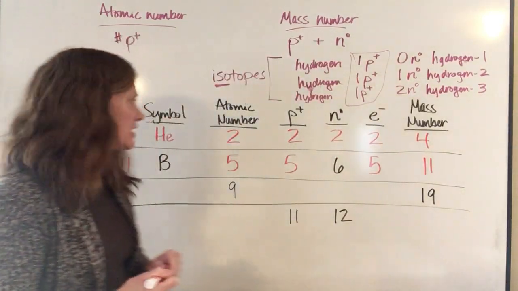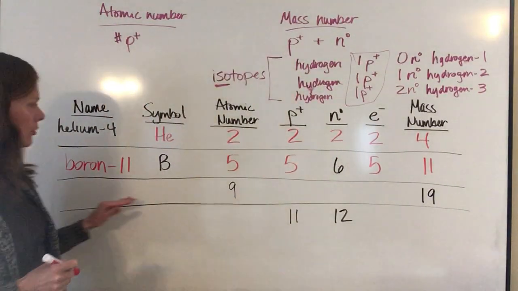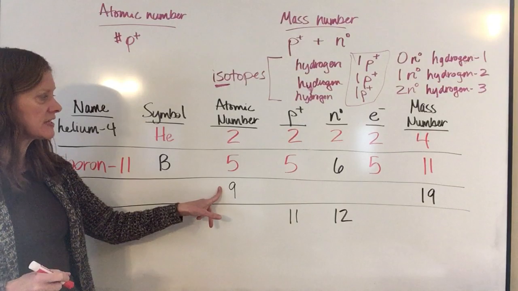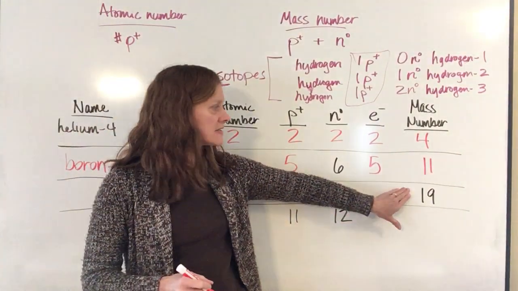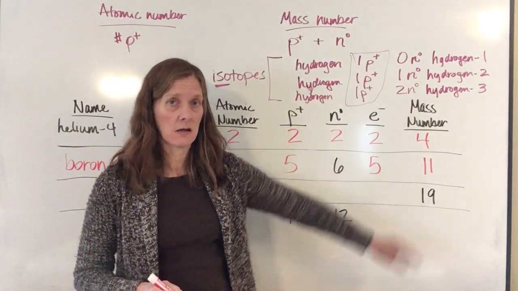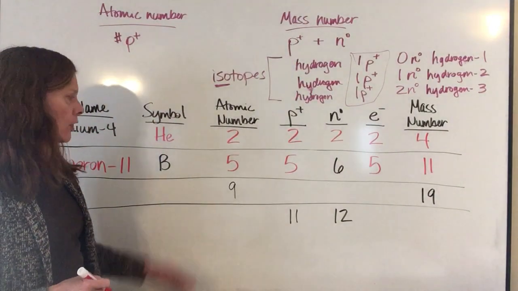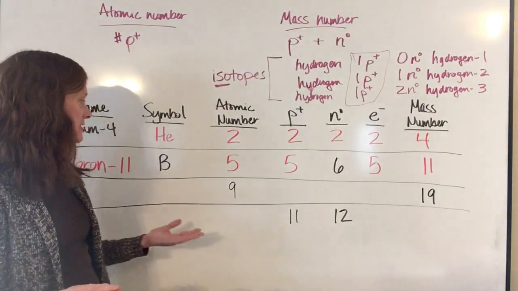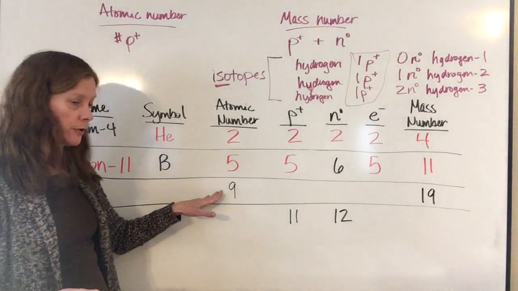Now, what information did I give you for the third row? Well, in the third row, I told you the atomic number is 9 and the mass number is 19. Okay, well, the only way I can figure out what element this is, again, is to go to the periodic table.